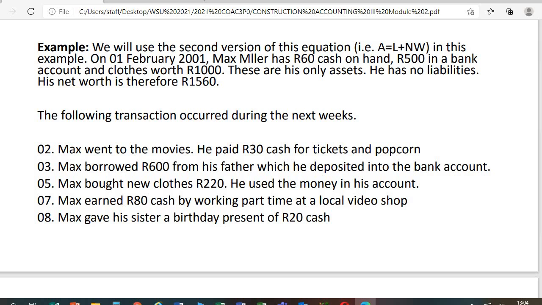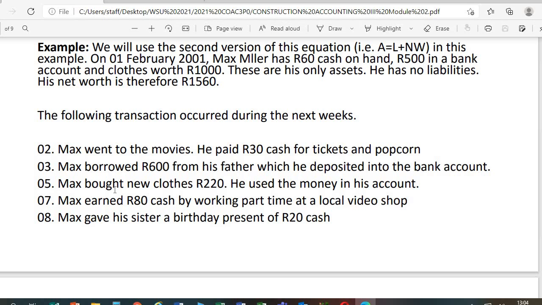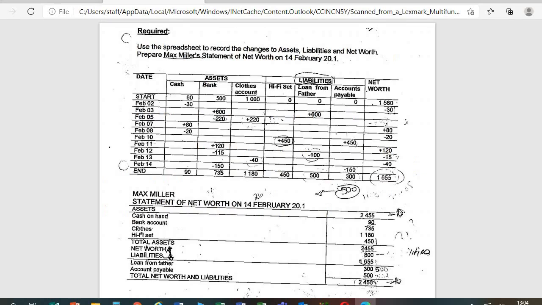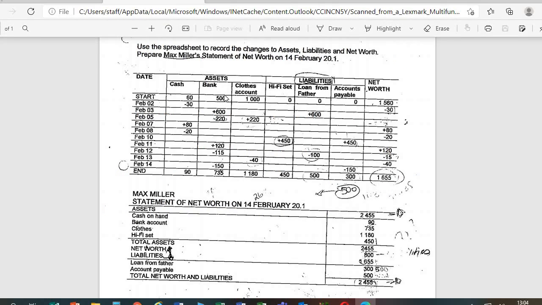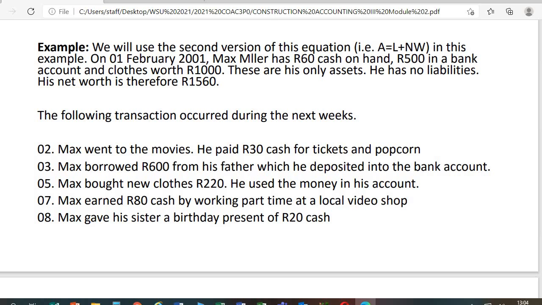And then we go on to the 5th. Max bought new clothes, 220. He used the money in his bank account. So he goes to his bank account, pays for clothes worth 220, which means the bank account is deducting by 220, and then increases clothes by a value of 220 Rand.